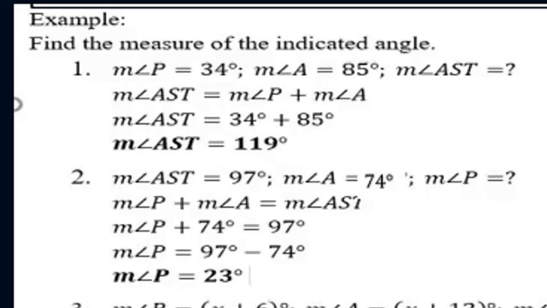First, the measure of angle P plus the measure of angle A is equal to the measure of angle AST. So, angle P plus 74 degrees, since the measure of angle A is 74, is equal to 97 degrees. Transpose the 74 to the right side, it becomes negative 74. Therefore, 97 degrees minus 74 is equal to 23 degrees. Therefore, the measure of angle P is equal to 23 degrees.